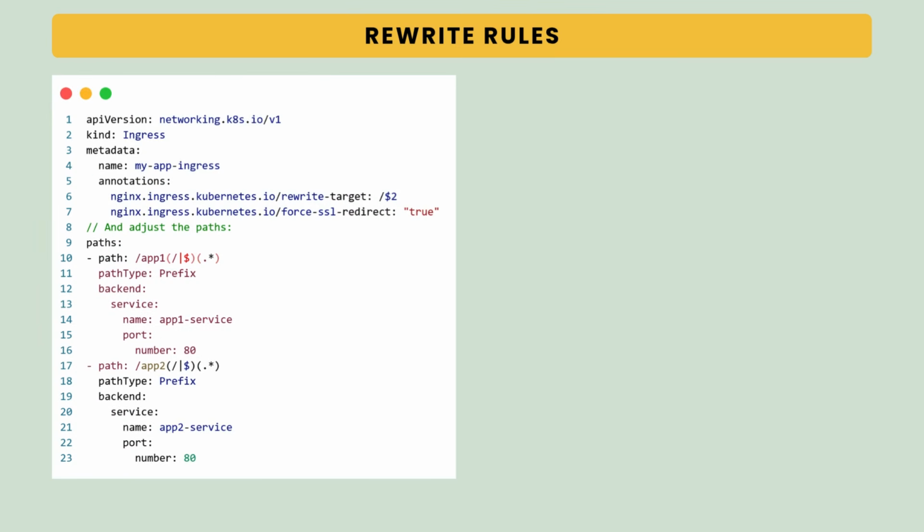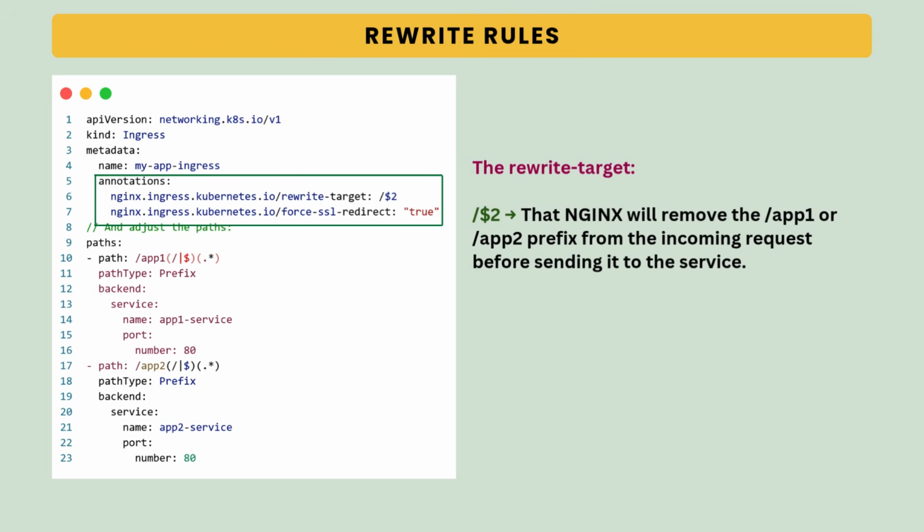Now let's check out this YAML. Here we are updating the ingress to use rewrite rules so that the backend service sees the path the way it expects. The rewrite target /$2 means that NGINX will remove the /app1 or /app2 prefix from the incoming request before sending it to the service.